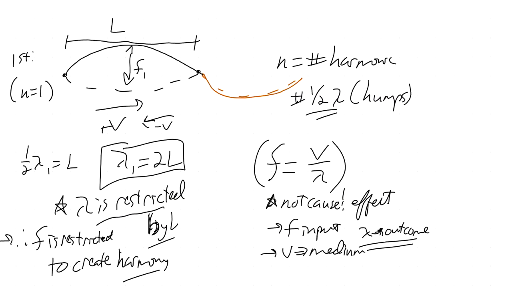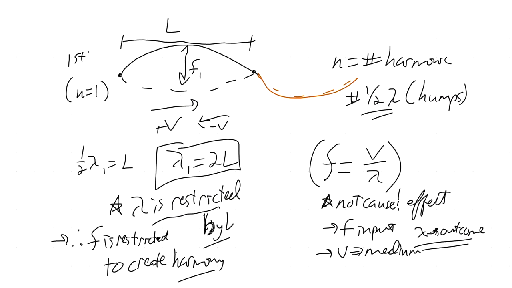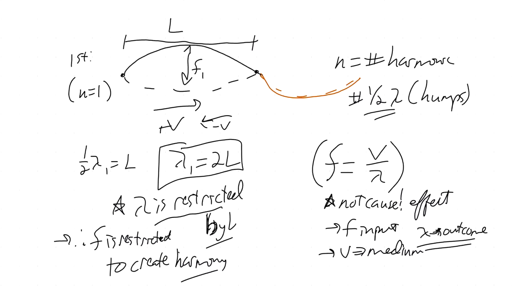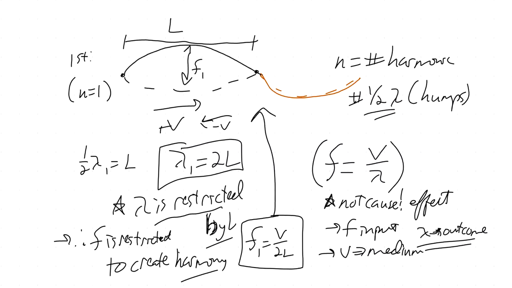Because I can put in any frequency I want. I can make a disharmonious situation. I can wobble this any way I want, and I can just make it all disharmonious. But if I want harmony, I need to look at the geometry, and therefore I need to only input V over 2L, and I will get this situation right here. This is called the fundamental. The fundamental frequency. Boom.